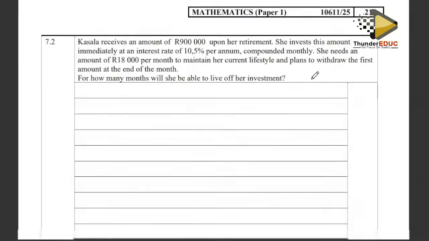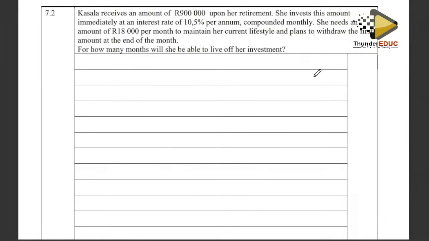Then 7.2, this person receives an amount of 900,000 upon her retirement. Then she invests this amount immediately at a rate of 10.5% per annum compounded monthly. She needs an amount of 18,000 per month to maintain her current lifestyle and plans to withdraw the first amount at the end of the month. Perfect. How many months will she be able to sustain herself?